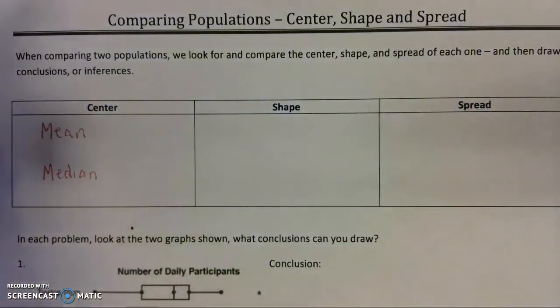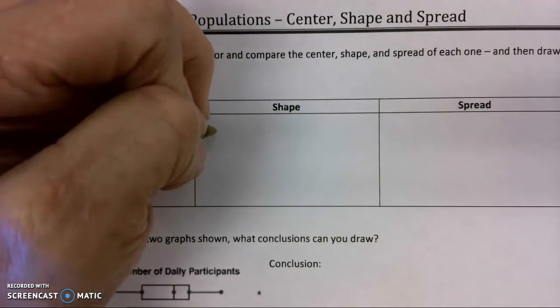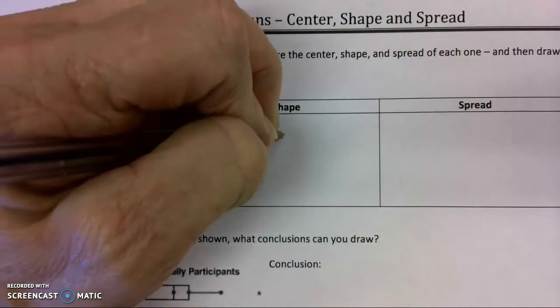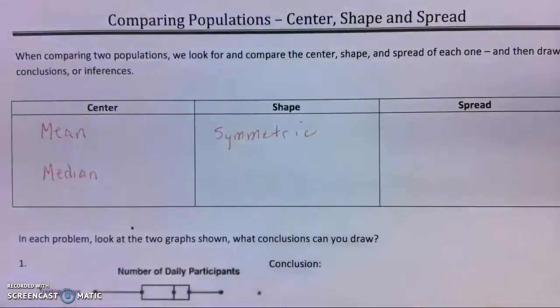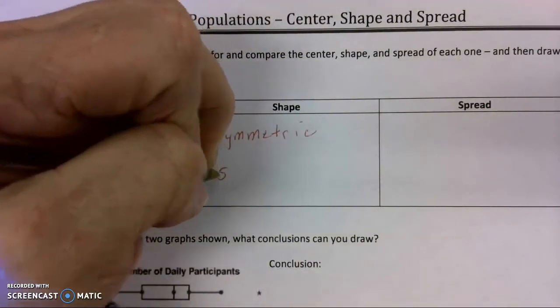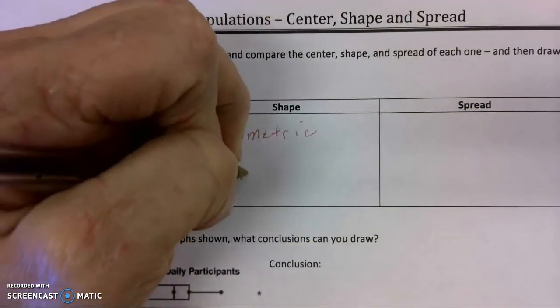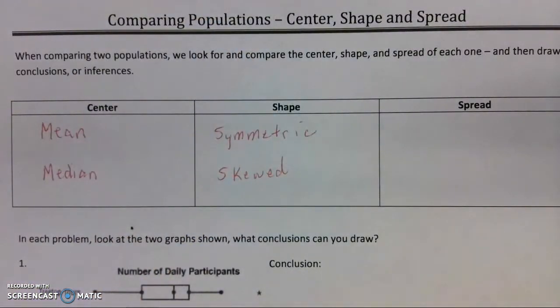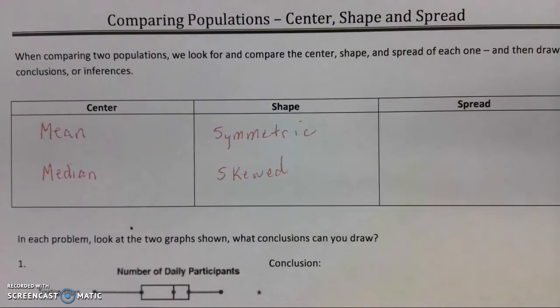And the way we're going to describe that is we're going to say that our shape is either symmetric, meaning that the data is even on both sides of either the mean or the median, or my data is skewed, meaning the data is at one end, so the graph looks like it's not even. If I were going to fold along the median or the mean, it wouldn't match up evenly.